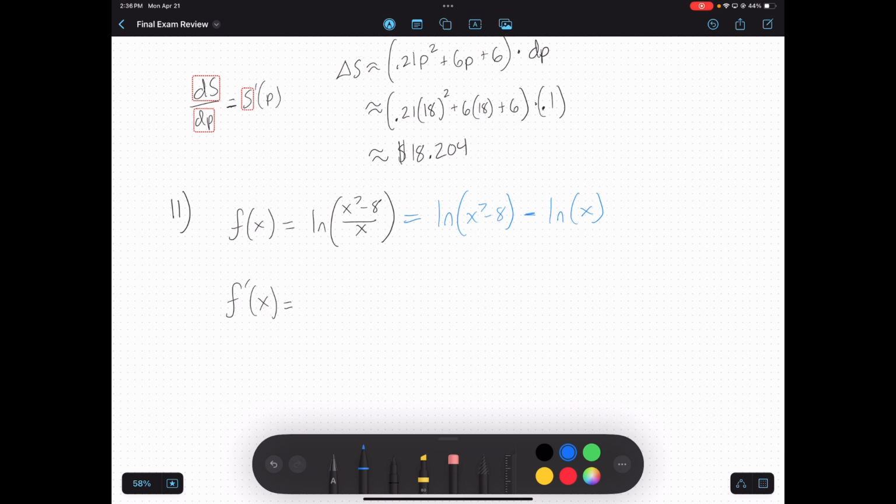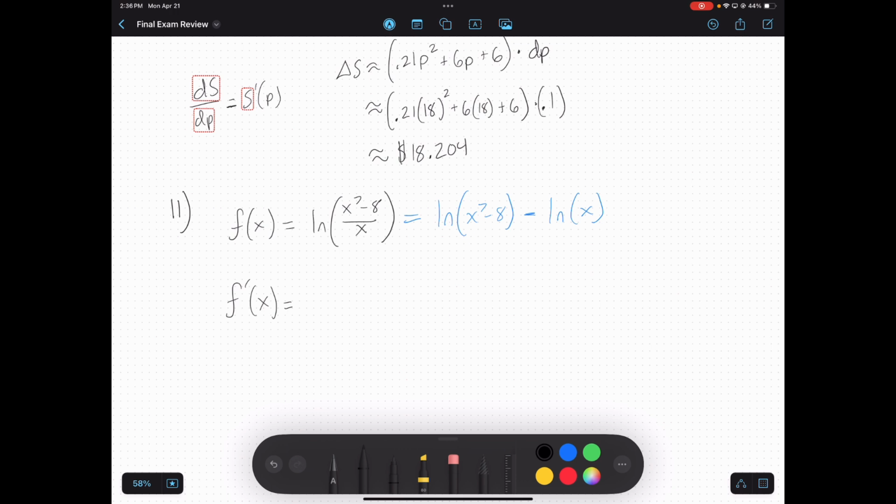Because now, do I have any log properties for if I have x to the 7th minus 8 inside of my natural logarithm? No, there's nothing more I can do with that one because it's separated by subtraction. So let's go ahead and take the derivative. Okay, so first one, I need chain rule. So let's take the derivative of the outside function. What's the derivative of my outside function?